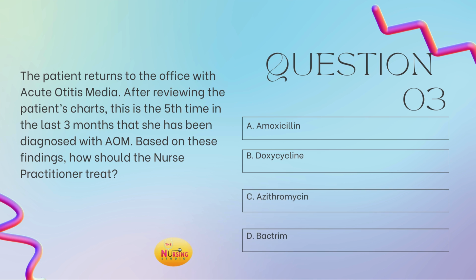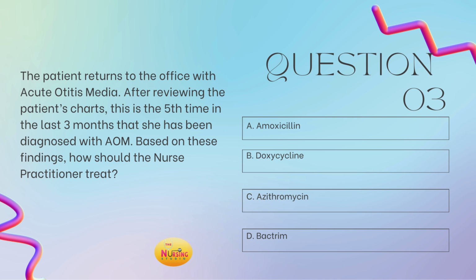All right, and lastly, question number 3 for today. The patient returns to the office with acute otitis media. After reviewing the patient's chart, this is the 5th time in the last 3 months that she has been diagnosed with acute otitis media. Based on these findings, how should the nurse practitioner treat? Is it A, amoxicillin, B, doxycycline, C, azithromycin, or D, Bactrim? Take a moment and tell me what you got.